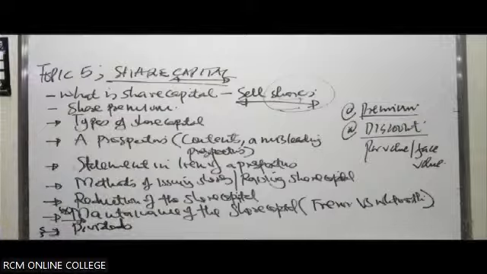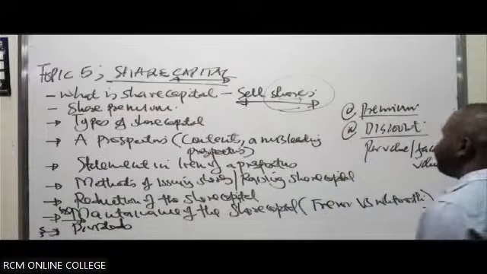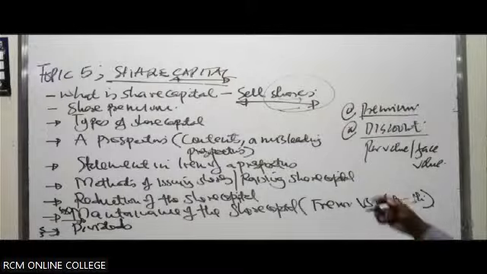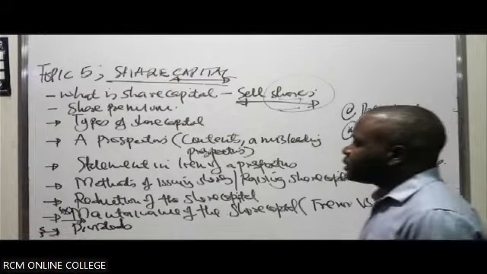This is like the true value at which the share should actually be sold in the market. So that is the par value. And this will likely be stated in what we call a prospectus.